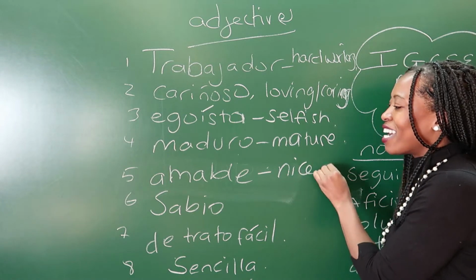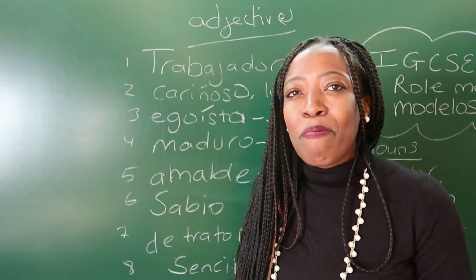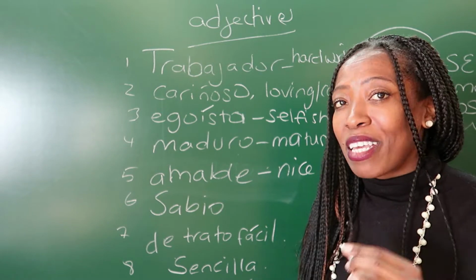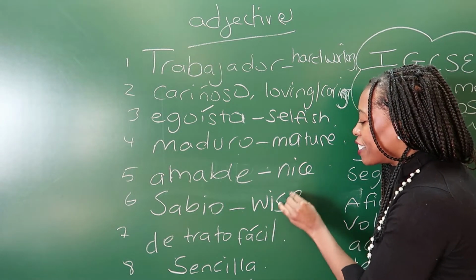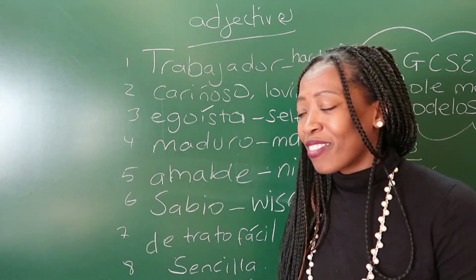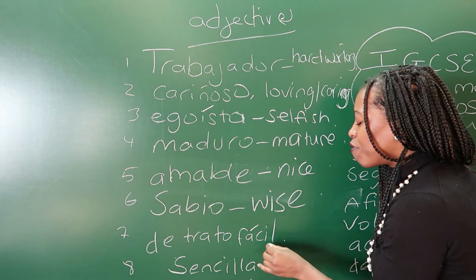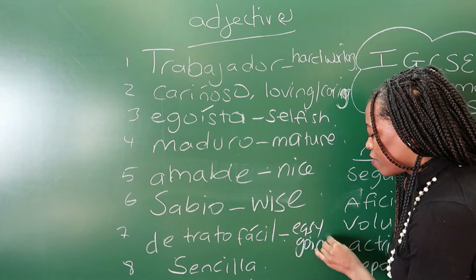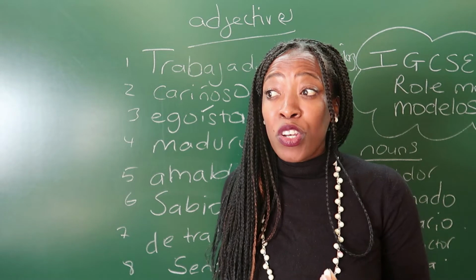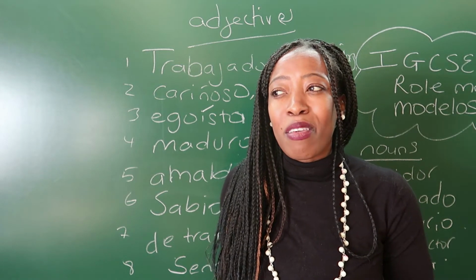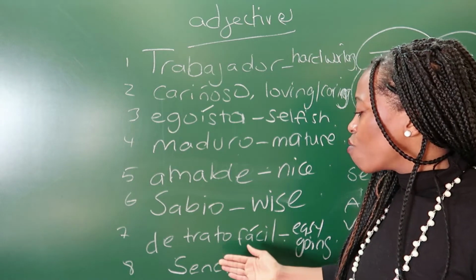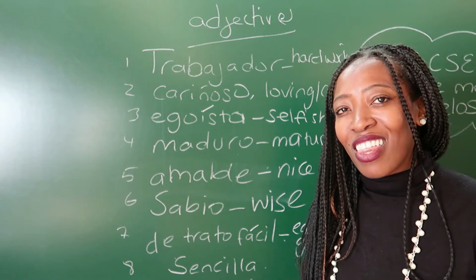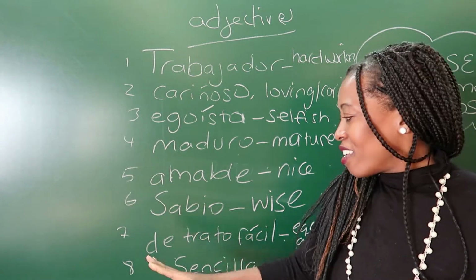Amable. It's a nice one. You've seen this. Nice. Es una persona muy amable. I was going to say simpático or simpática. That's a word that means the same. Amable. Okay? Sabio. I like this word. Wise. Es una persona muy sabia. Okay? It's wise. De trato fácil. I don't think you've seen this one. Easy going. Okay? A lot of times when a person is well known or they have a certain amount of influence, they behave in a certain way. But it's really lovely when you come across a person who is de trato fácil. It's easy to get along with. Okay? They're down to earth. They are easygoing. Okay? De trato fácil.